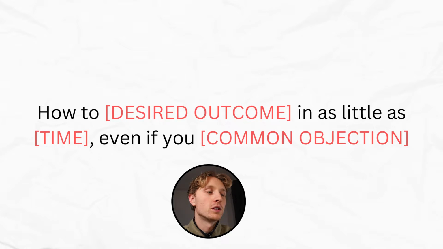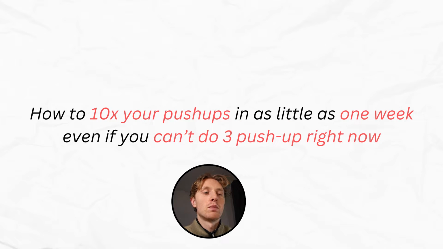So basically what you're going to do is you put how to, and then you insert the desired outcome that they want in as little as, and then you insert the time it will take to get that desired outcome. And then you have even if you, and then you insert a common objection. So an example of this could be how to 10x your push-ups in as little as 1 week, even if you can't do 3 push-ups right now.